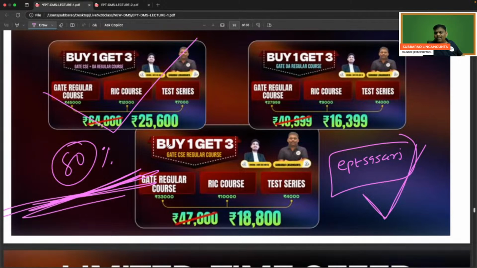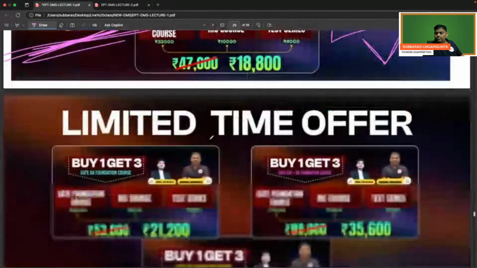My goal is not earning money. My goal is helping students as much as possible. No institute will give 80% discount, we are giving.